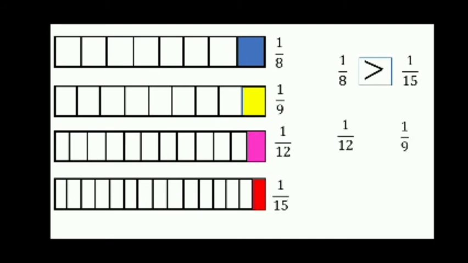Let's compare the next two fractions. 1 upon 12, 1 upon 9. 1 upon 12 is the pink shaded part and 1 upon 9 is the yellow shaded part. So which is a bigger fraction? Absolutely right. 1 upon 9 is a bigger fraction. Next fractions. 1 upon 12, that is the pink shaded part, and 1 upon 15, that is the red shaded part. So which is a bigger fraction here? Yes, 1 upon 12 is a bigger fraction and 1 upon 15 is a smaller fraction.